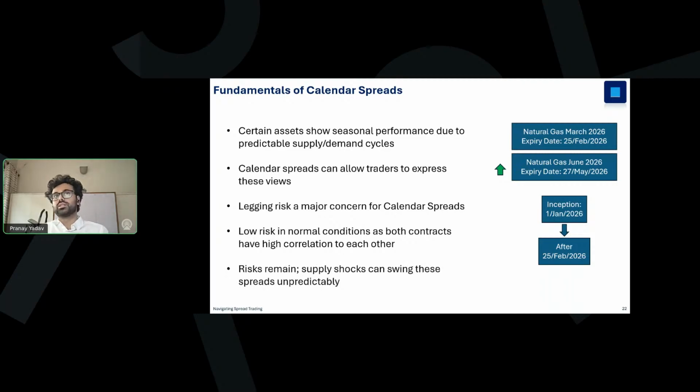However, there is a risk, and this is related to exactly what I emphasized a couple of minutes before, right? Which is that supply shocks can swing these spreads unpredictably. And most recently, we all saw this happen in March when the conflict in the Middle East started. It caused most of the most predictable calendar spreads, including WTI calendar spreads, natural gas calendar spreads, all of these very predictable calendar spreads, to move in very unpredictable ways. This was the tail risk at play.